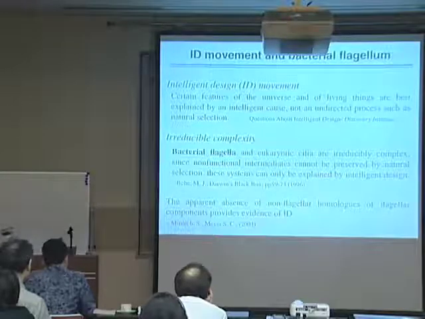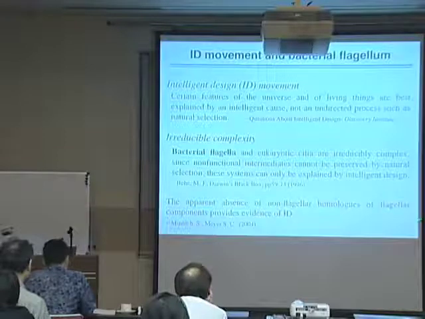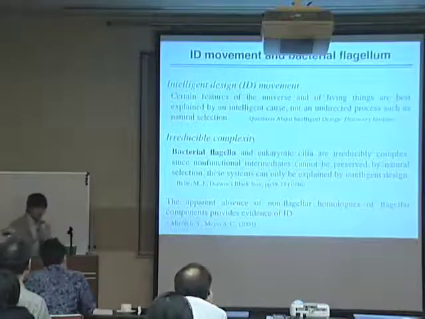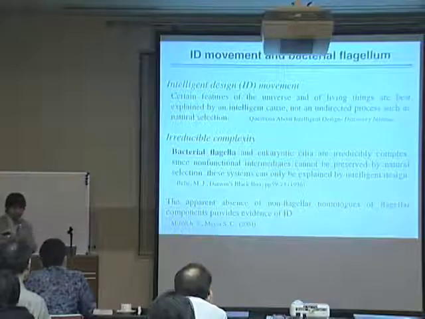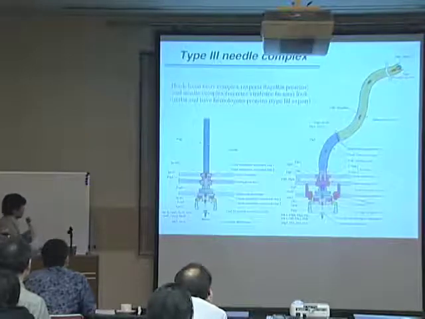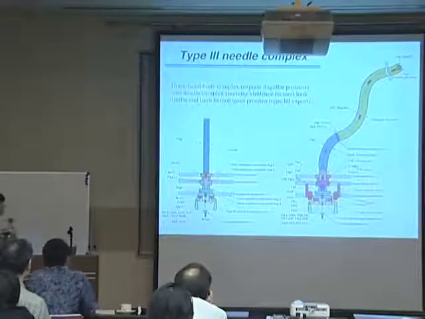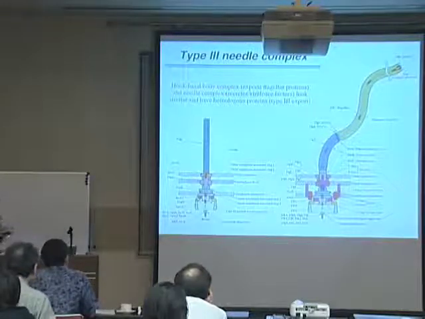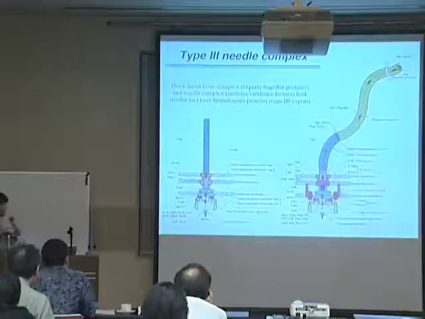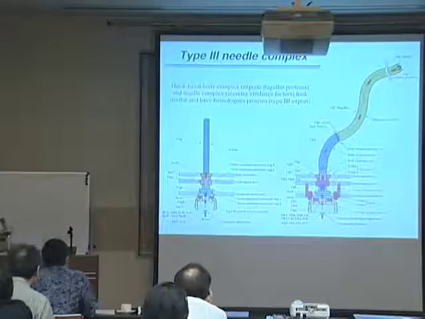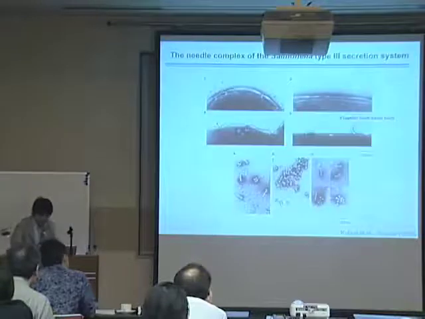The other claim, that the apparent absence of non-flagellar homologous components provides evidence of ID, is also not true. What I'd like to show you later is the relationship between another molecular machine and the bacterial flagellum. I must rush and go quickly. That is the export apparatus. Between 1990 and 2008, they found a very interesting structure called the type 3 needle complex. The structure is very similar.